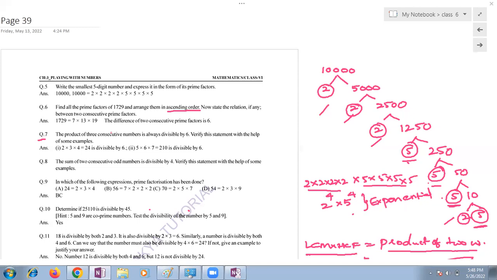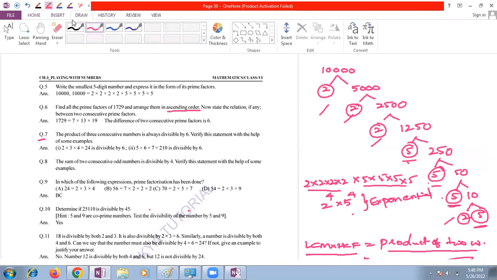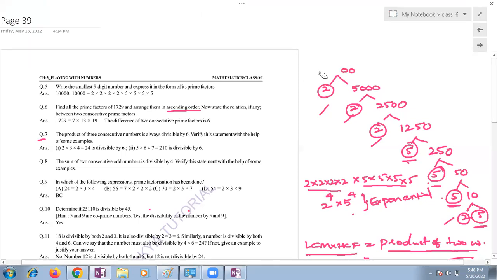I have said many times, what is the meaning of consecutive numbers? Ma'am, continuous numbers, like 1, 2, 3. Normal counting numbers, like 1, 2, 3, 4, 5, 6, 7, 8. These all are consecutive numbers.